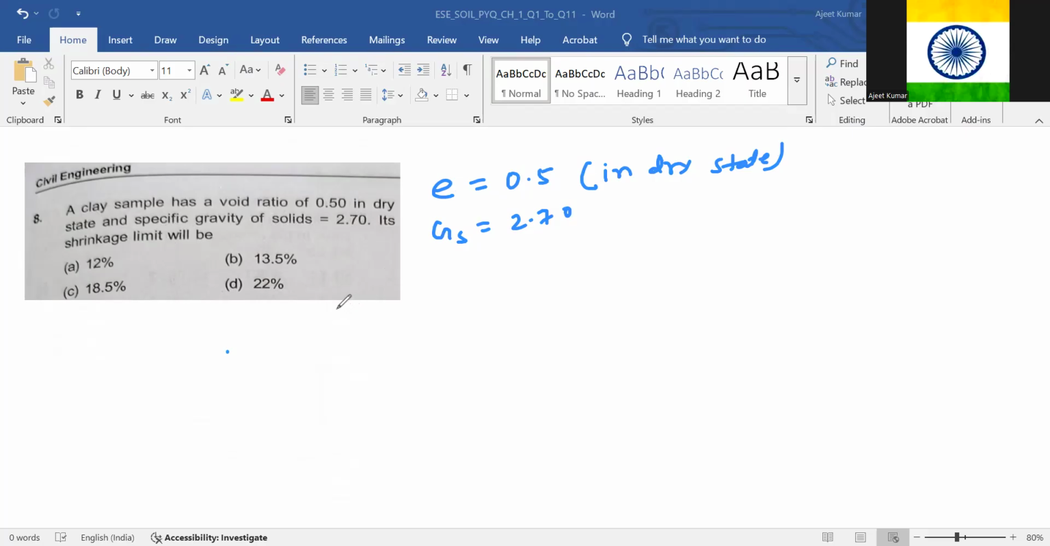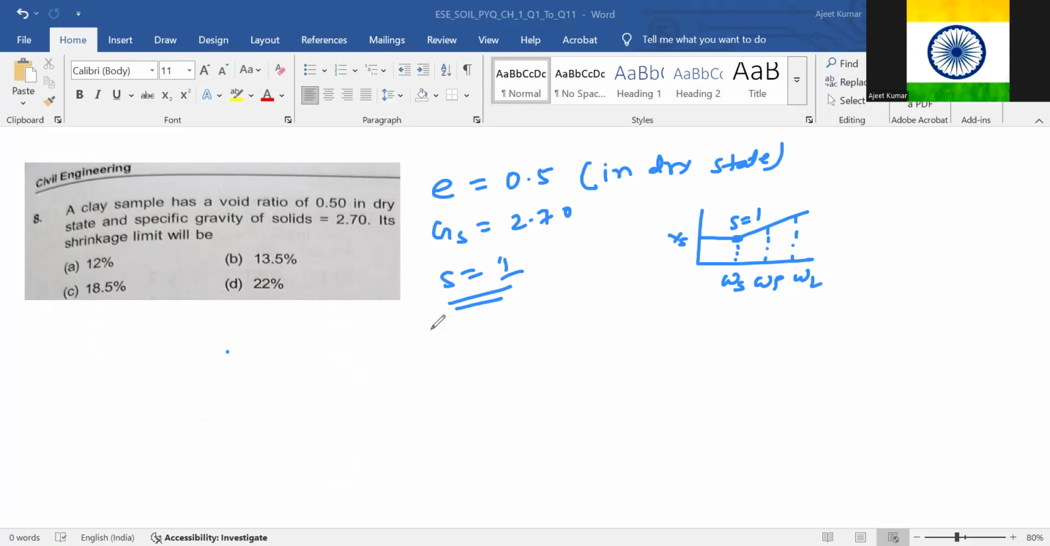At the shrinkage limit you will always assume S is equal to 1, saturation S is equal to 1. You know this relation. This is the shrinkage limit, this is the shrinkage volume, this is the plastic limit, and this is the liquid limit. So at the shrinkage limit, you can always assume S is equal to 1.